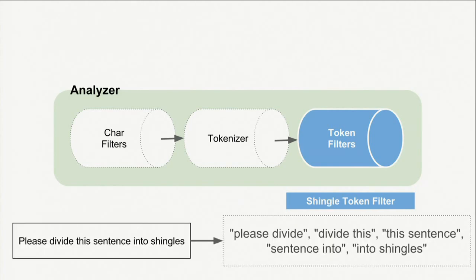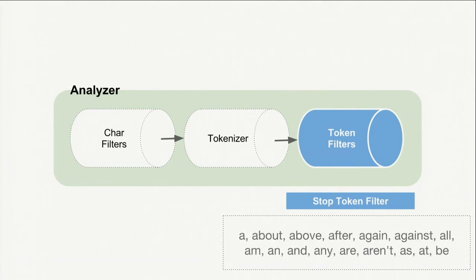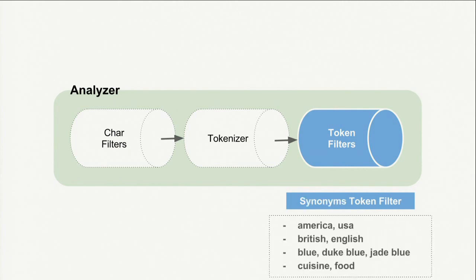Then you have the shingle token filter, where you define the size of the shingle, and you get a text like this. Please divide the sentence into shingles. And based on the size, you can create different combinations of the size of 2. And this works very well, for example, for first name, last name, for searching for names. Finally, you have the stop token filter, which filters out words that are just filler words in your text, and they just create noise in your index. You don't need really to have them in your search. It does not affect the meaning.